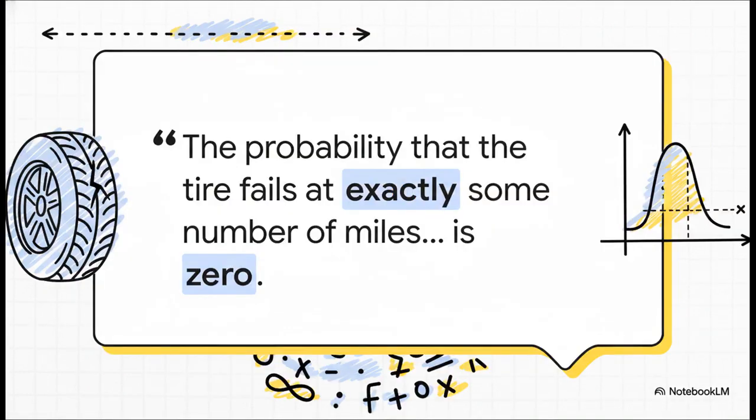And this is where things get a little weird. Because there are infinite possibilities, the probability of any single specific outcome is basically 0. The chance that your tire gives out at exactly 50,000.0000 miles on the dot, it's essentially impossible. You can only really talk about the probability of it failing within a range, like between 50,000 and 51,000 miles.